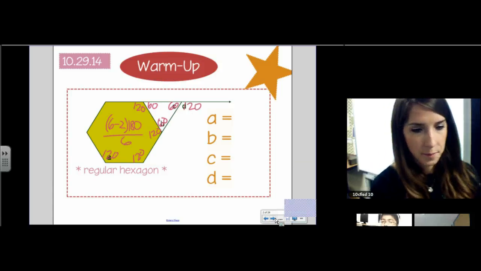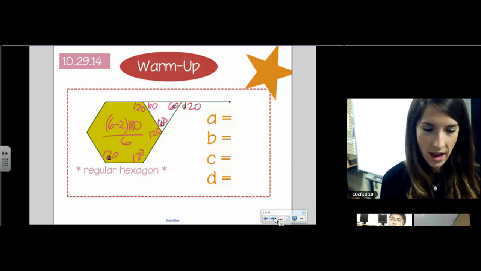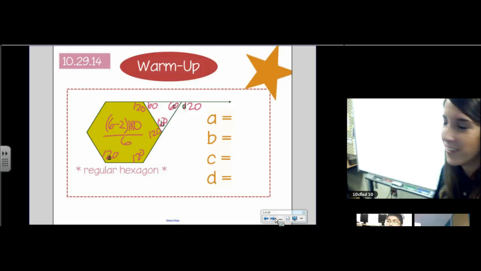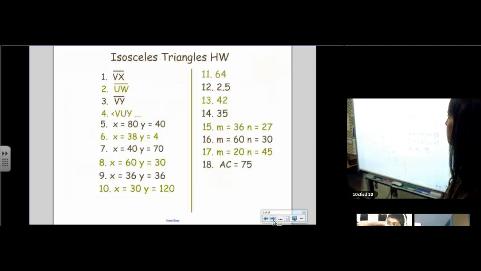How'd you do on that warm-up? Yes, it's equiangular and equilateral. Yes, good. Easy, simple dimples. Oh, I don't think I've heard that one before.